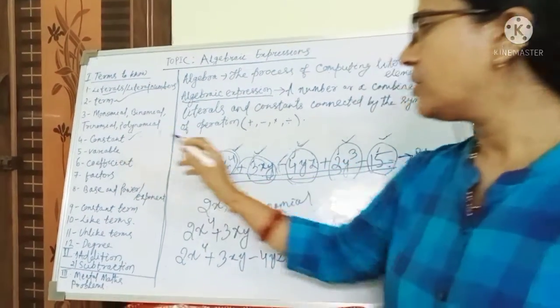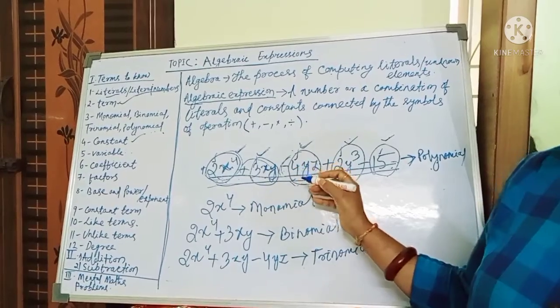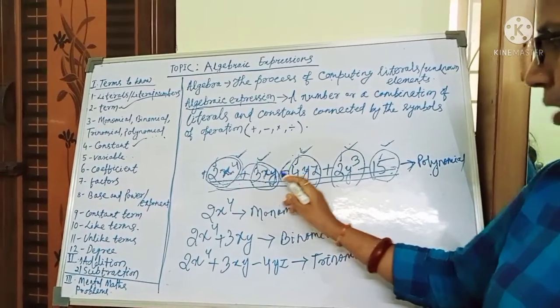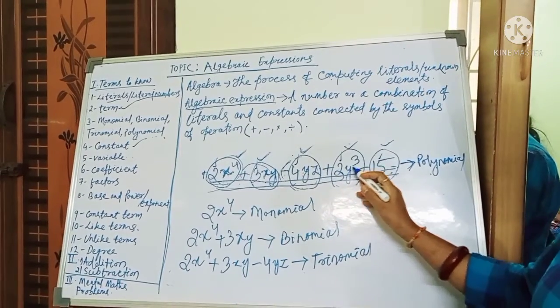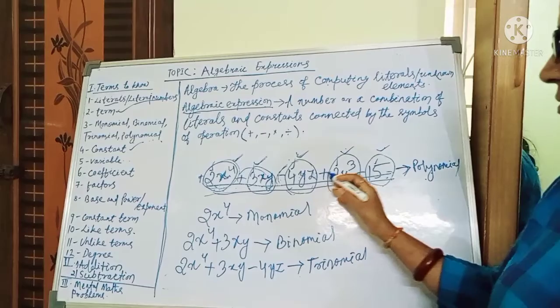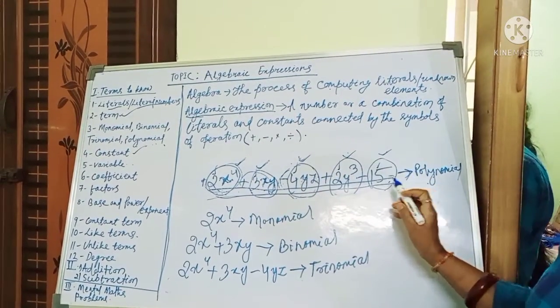The variable is any quantity having various values. Here which ones have various values? x, xy, yz, y cube. We don't know the value of these literals. So these are the variables.